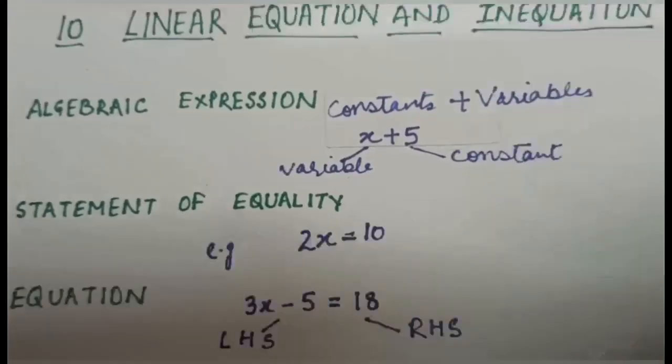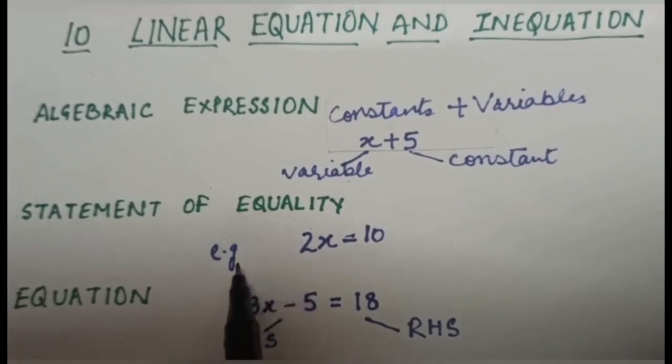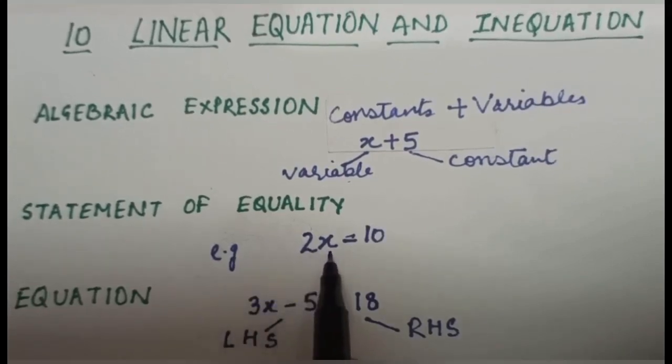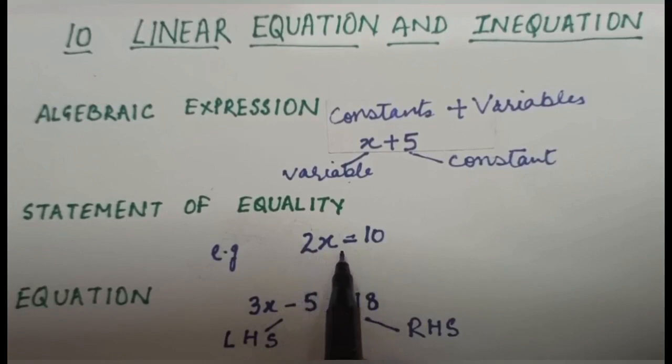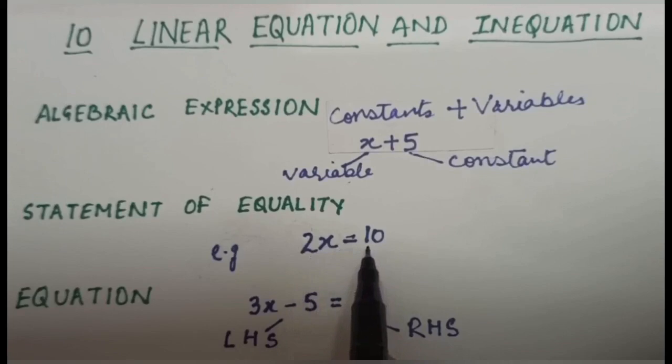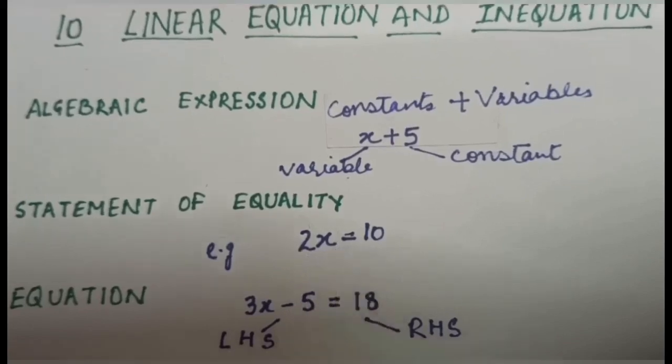Alright. Next is statement of equality. Statement of equality means an algebraic expression in which the equal to sign is used. This is an example. Twice a number x is equal to 10. It will be written as 2x is equal to 10. So this is a statement of equality.